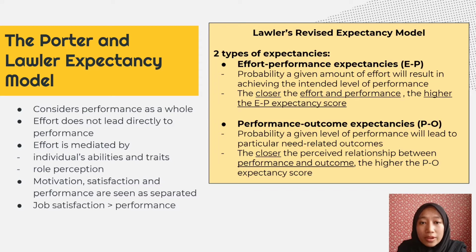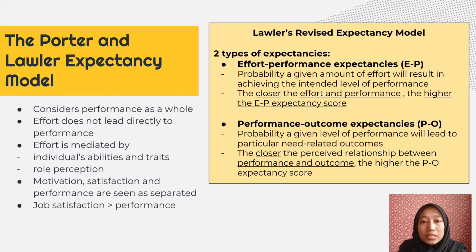Under Lawler's revised expectancy model, it is stated that the attractiveness of alternative behavior depends on the 2 types of expectancies. The first one is effort performance expectancies, EP. It is the perception of the probability that a given amount of effort will result in achieving an intended level of performance. So, the closer the relationship between effort and performance, the higher the EP expectancy score.